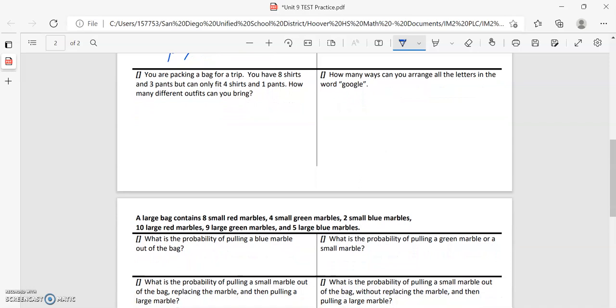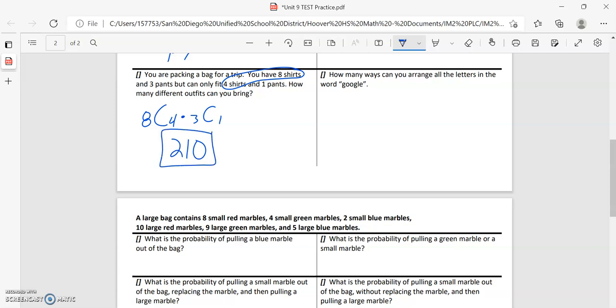All right, so you're packing a bag for a trip. You have 8 shirts and 3 pants, but can only fit 4 shirts and 1 pant. So with 8 shirts, you can only bring 4, so that's a combination, 8C4. And we'll multiply that by the number of pants that we can bring, which is 3C1. Sorry, this should have been a 4. There you go. And if you put that in a calculator, you get 210.